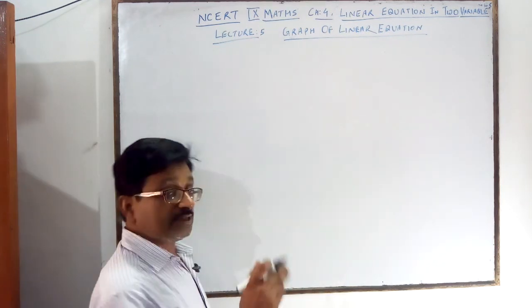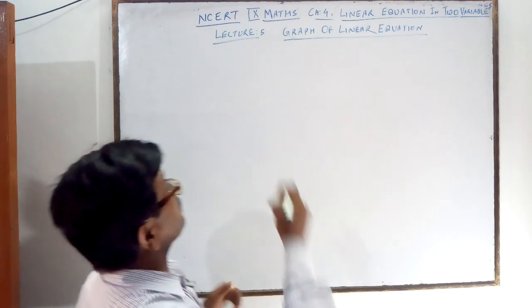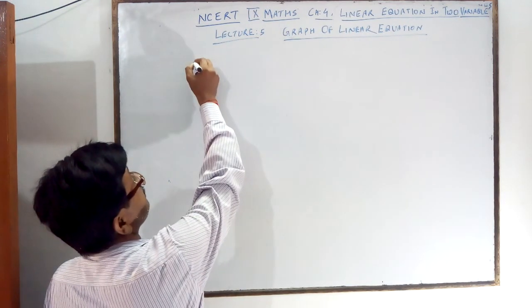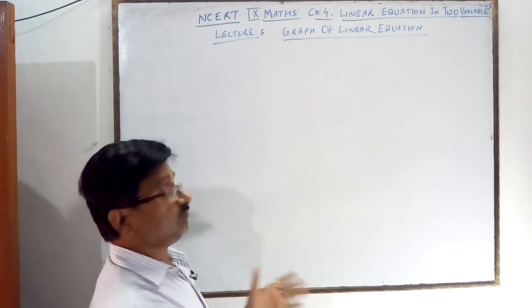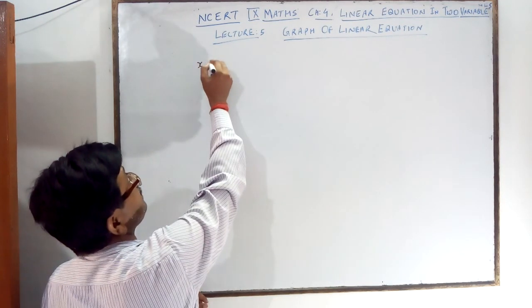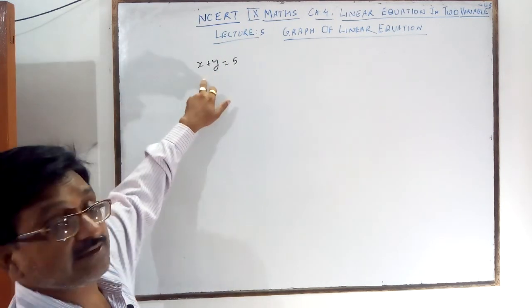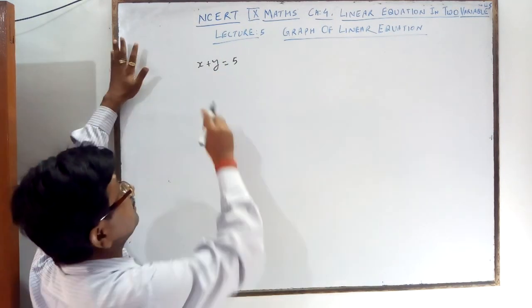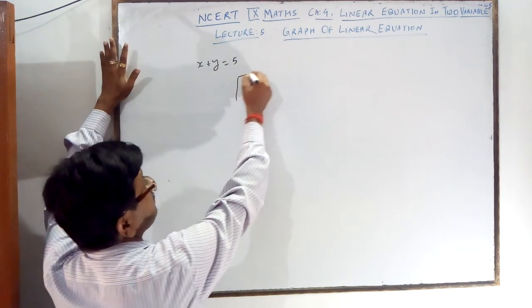Because a linear equation in two variables always has infinitely many solutions, if you plot these points on a graph paper, you will get a straight line. Suppose the equation x plus y is equal to 5 is given. Plot the graph of it. For the graph, you find the solutions.